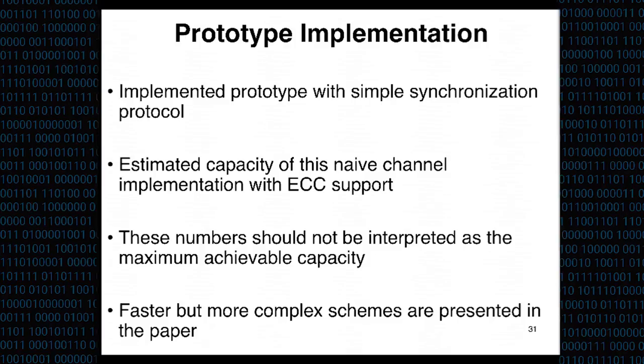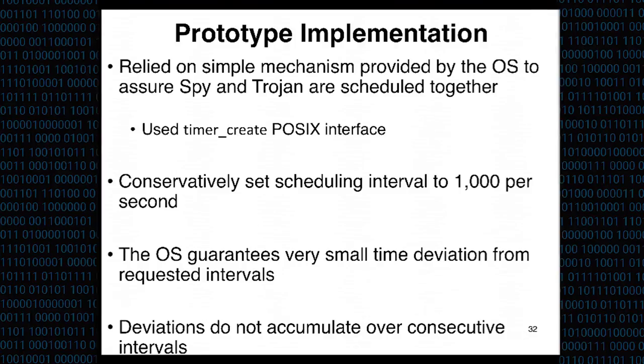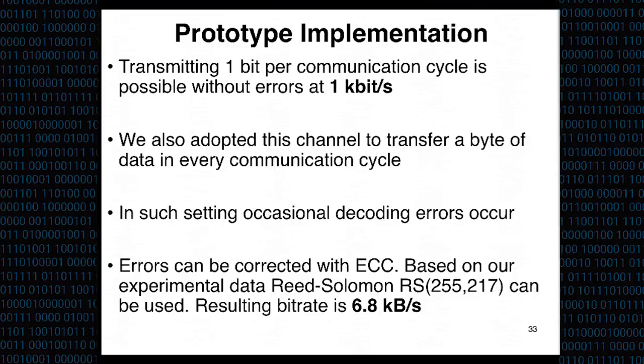But for the simple proof of concept, we implemented this idea of simultaneous scheduling of spy and Trojan, just to show whether it's possible. We just basically scheduled them many times a second, 1,000 times a second, and that worked. We schedule them simultaneously using this timer create interface. The OS here guarantees very small deviations from the time, so they all schedule kind of together. And we proved that we can transmit one bit per this scheduling, scheduled 1,000 times a second, reliably with no errors.